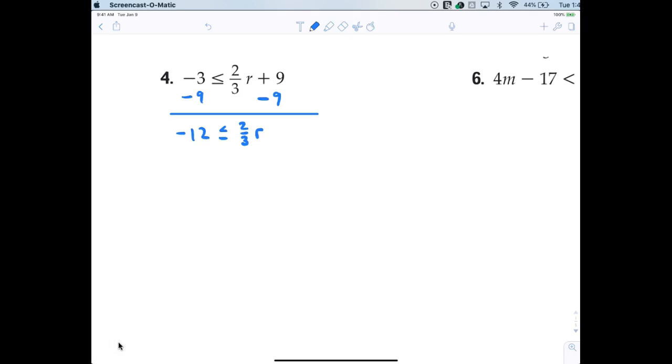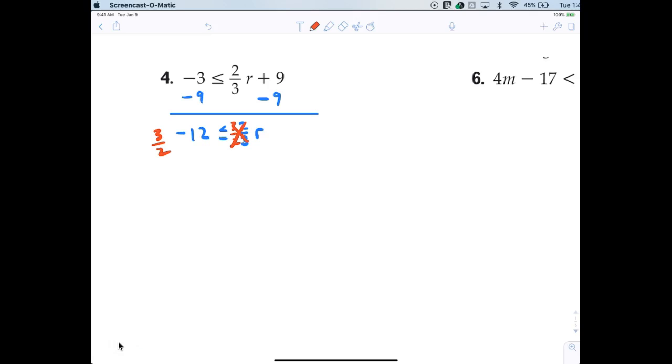Now, how do we undo a fraction? Multiply by the reciprocal. So we're going to take this and multiply this side by 3/2. Yes, 3/2. Thank you. Now look what happens to the 2/3 and the 3/2. They do what to each other? Come on, guys. It's really simple.